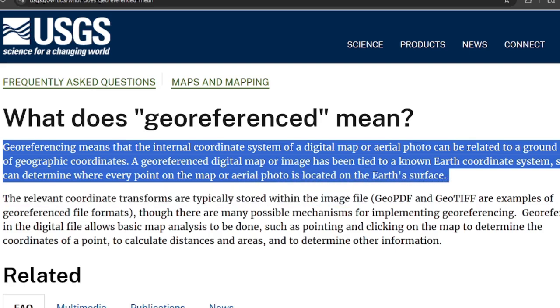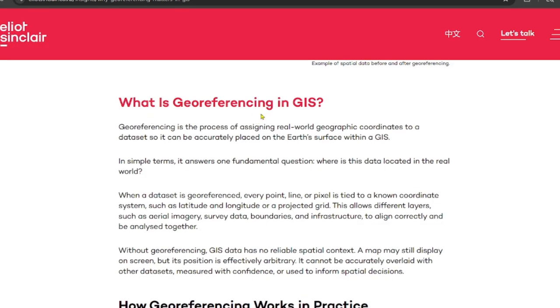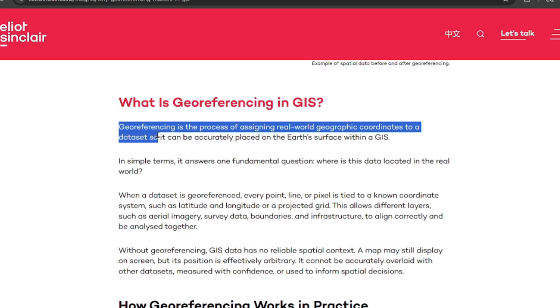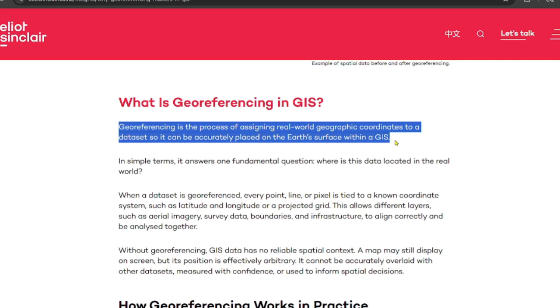Okay, and there are so many definitions. What is georeferencing in GIS? Georeferencing is the process of assigning real world geographic coordinates to a dataset so it can be actually placed on the earth surface within a GIS. In simple terms, it answers one fundamental question: where is the data located in the real world? When a dataset is georeferenced, every point, line, and pixel is tied to a known coordinate system such as latitude, longitude, or a projected grid.